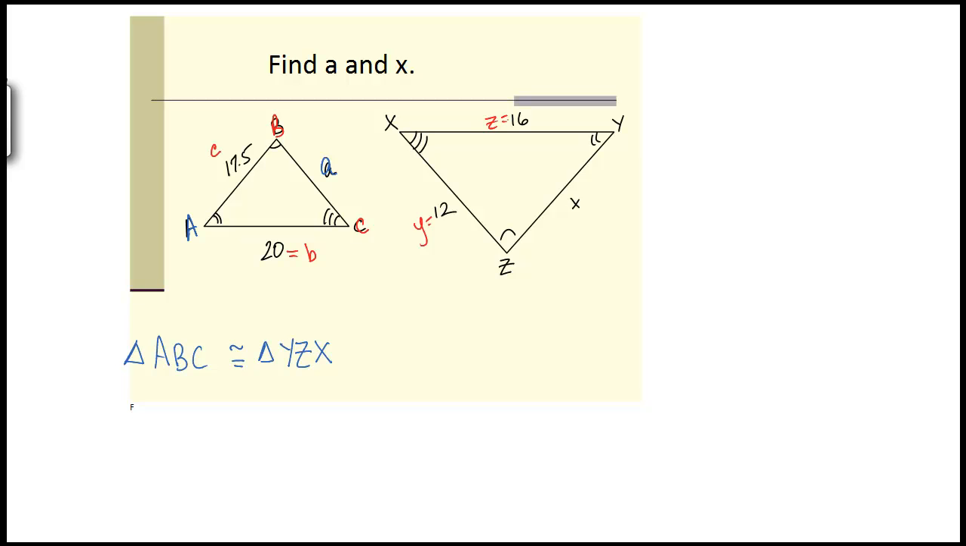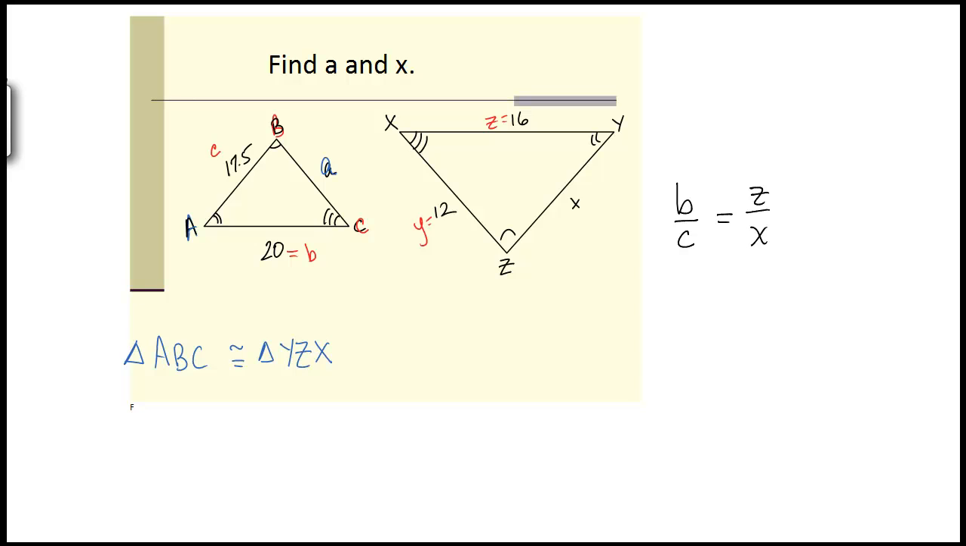So because these two triangles are similar, that means that the sides are proportional. So since these two triangles are similar, what I would need to do is find a triangle that has two sides given. So for example, I have sides B and C, so I can write the ratio B over C. And that corresponds to the side Z over X.